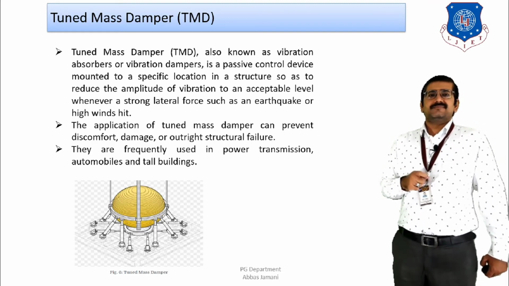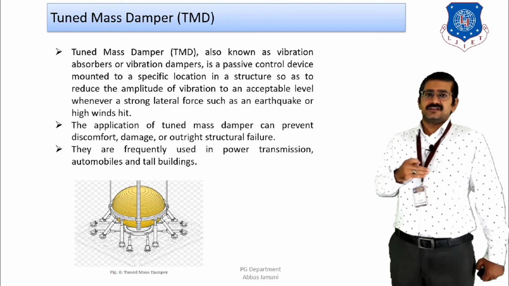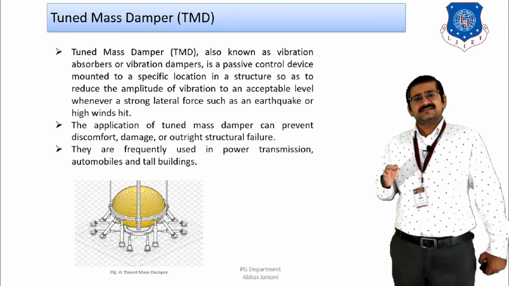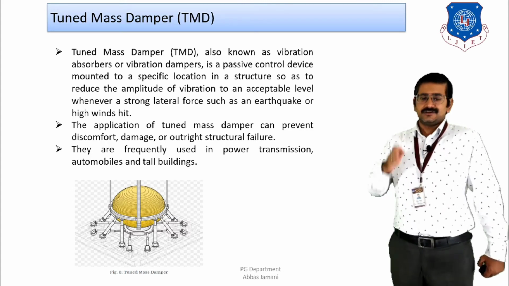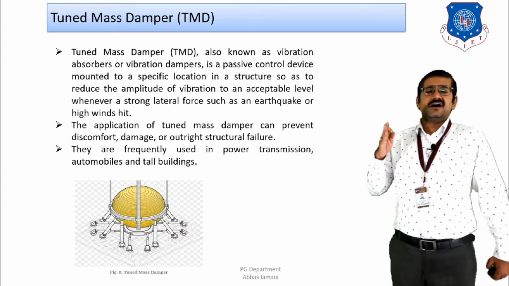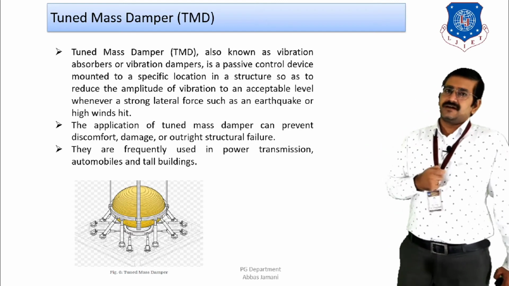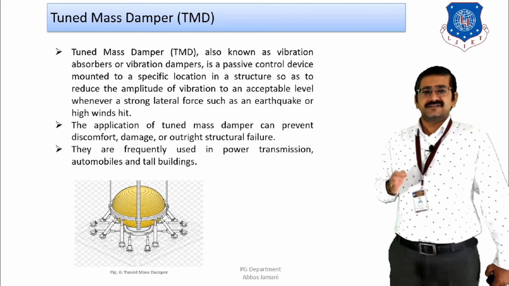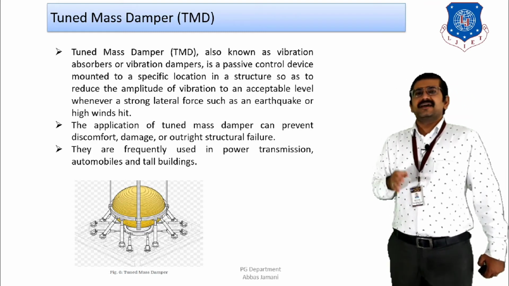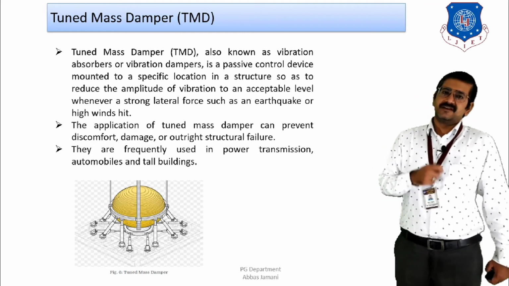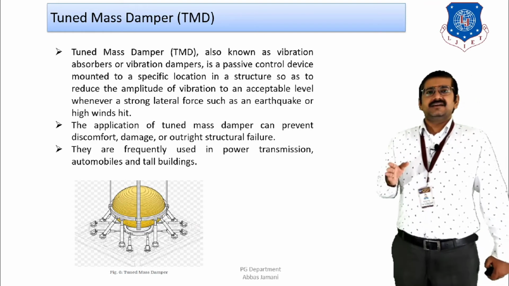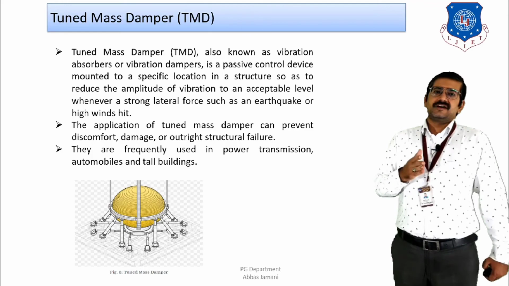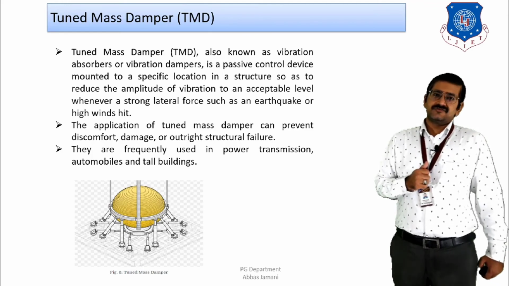An example of a tuned mass damper is from the Bhuj earthquake. After the Bhuj earthquake, the government hospital constructed in Bhuj has a tuned mass damper installed in the basement. It is still present there to date, if you happen to visit the Bhuj hospital, right? They are frequently used in power transmission, automobiles, tall buildings, and institutional or public buildings also, where human life and damage to property are key features that have to be kept in mind.